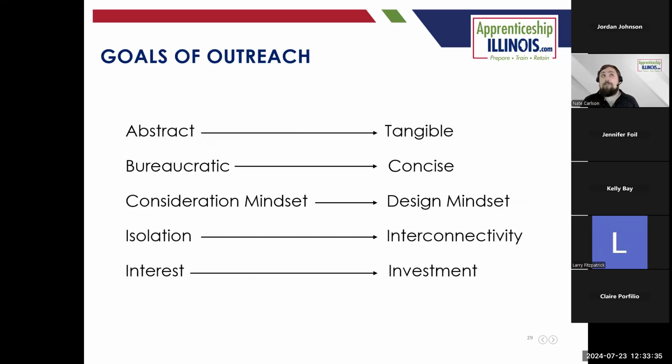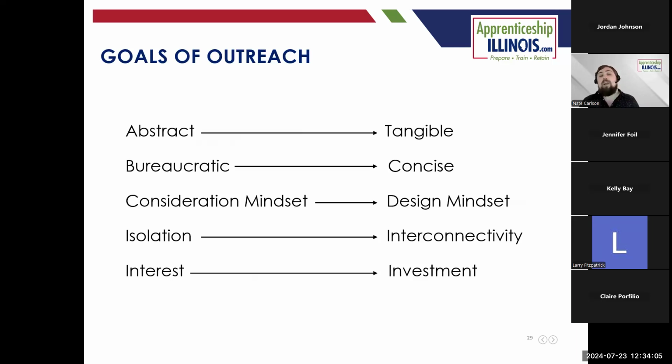People hear registered apprenticeship, they hear DOL, they get scared. They think, oh, that's going to be a lot of red tape, it's going to be a lot of bureaucracy. And so our goal is to dissuade them of that notion by creating a process that is immensely concise. We want to take employers from a consideration mindset to a design mindset. And I'll note that our next session is going to be specifically on employer outreach and tackling the issue more from a sales perspective. So I'm not going to go too far into that today.